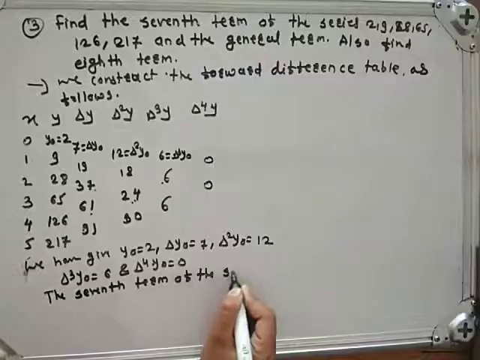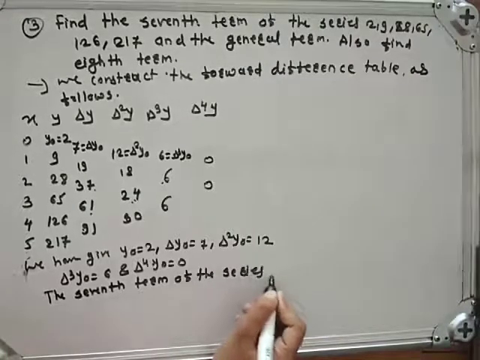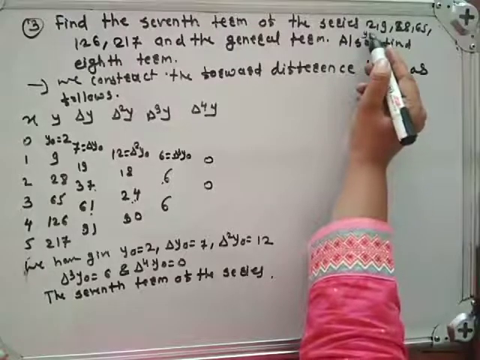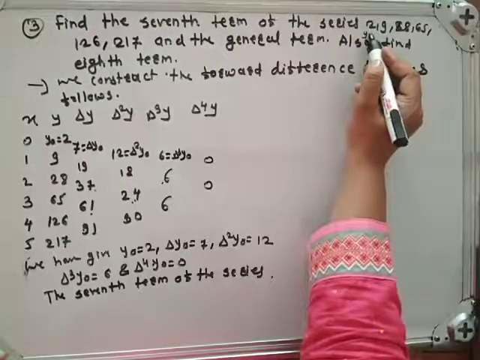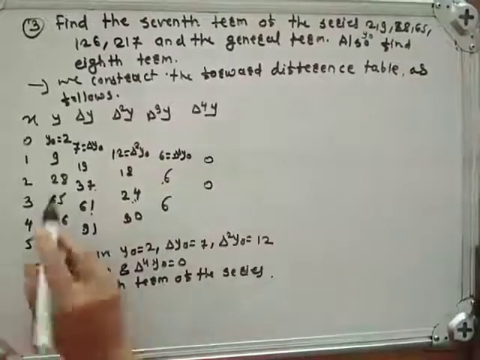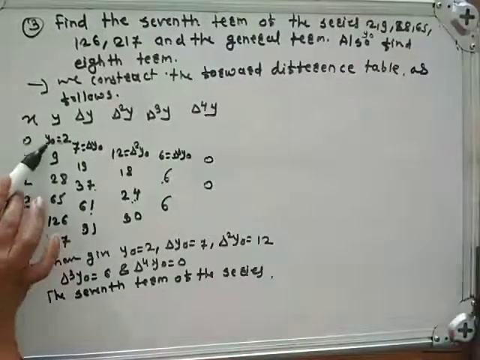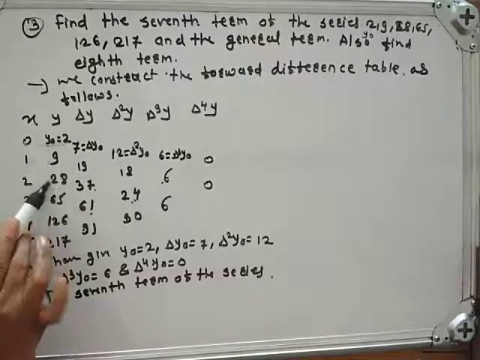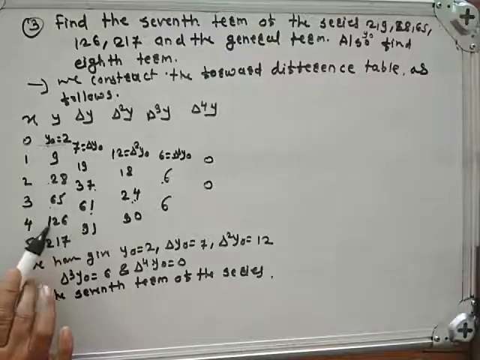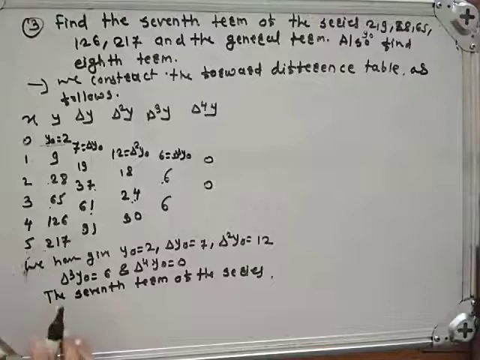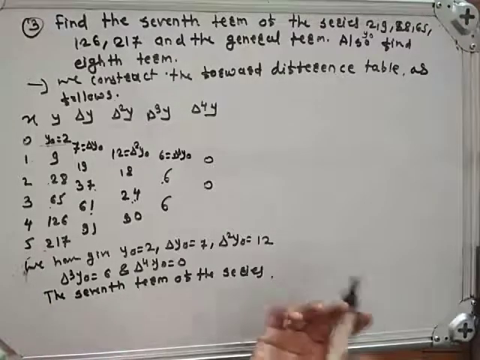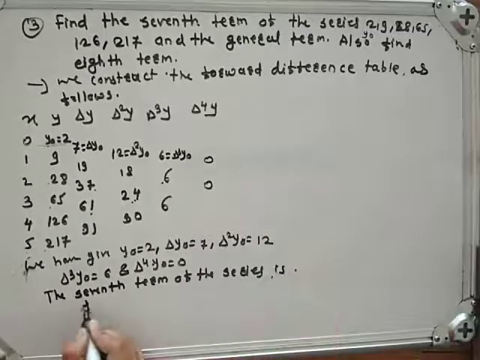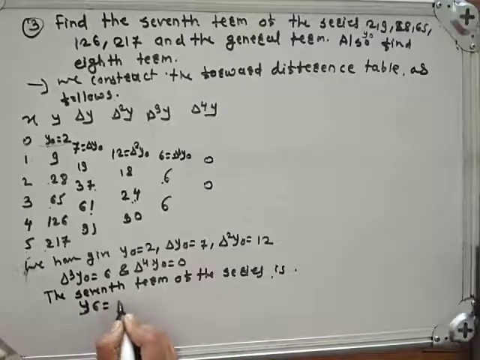See here, suppose y0 is the first term of this series. Okay, I will tell you here. y0 is the first term of the series. This is second, this is y1. This is y2, y3, y4, y5. So the seventh term of the series is y6. And you know the formula.